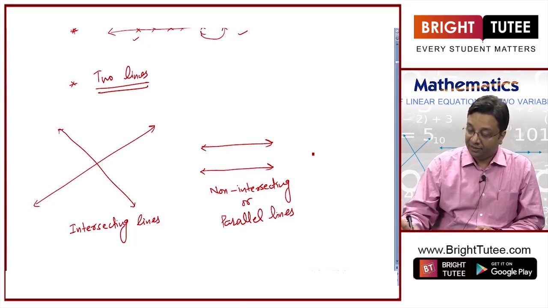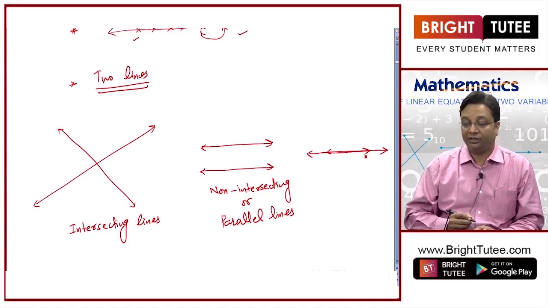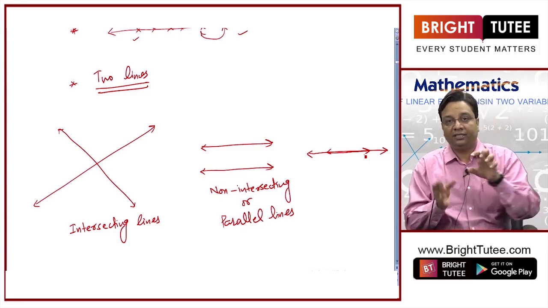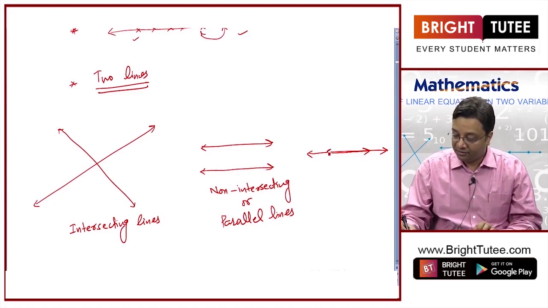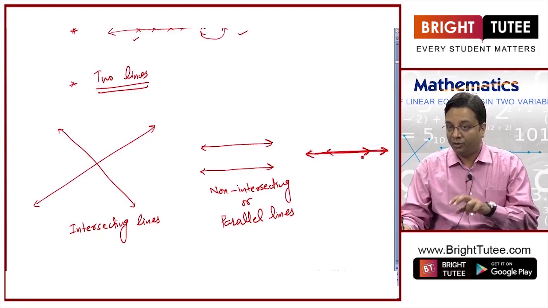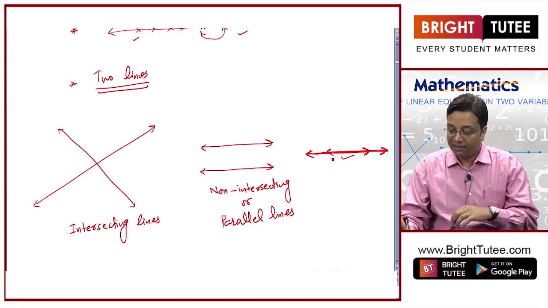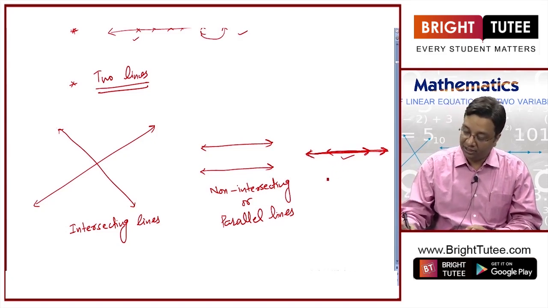Right? There can be a third scenario where these lines are coincidental lines. Let us say these are the 2 lines, where these 2 lines overlap each other. Let us say this is one line segment, this is another line. Now, every point on this line here is also present on this line. So, these lines are known as coincident lines.